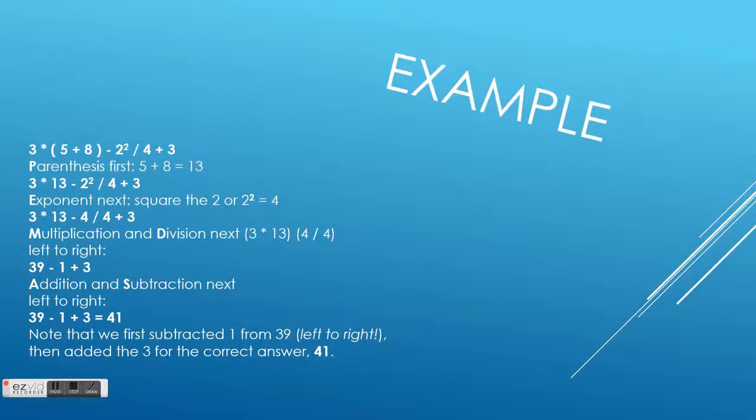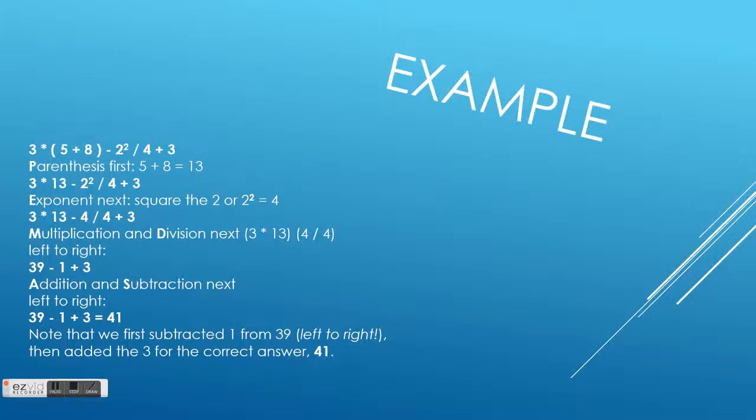So we've done our P, so now we do our E, which is exponents. So your exponent is your 2 squared, which is 4. So again, your equation would be 3 times 13 minus 4 divided by 4 plus 3. So now you move on to your M and your D, your multiplication and division. Well, if you're going left to right, like we learned, you will do 3 times 13, which is 39. And then you move to your division, and you've got 4 divided by 4, which is 1. So your equation, in essence, becomes 39 minus 1 plus 3.